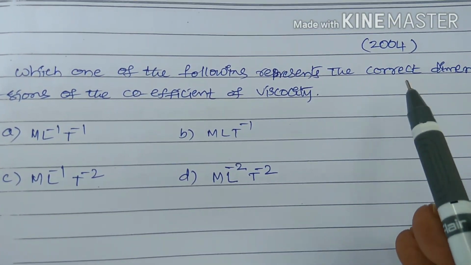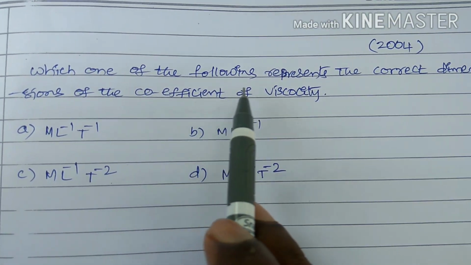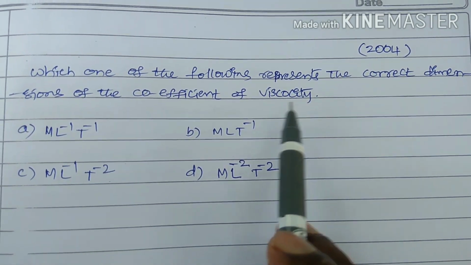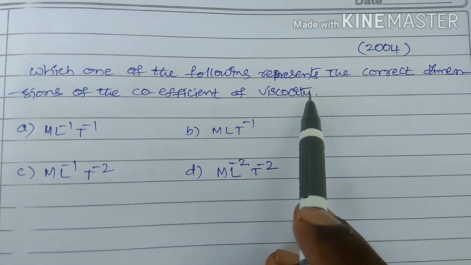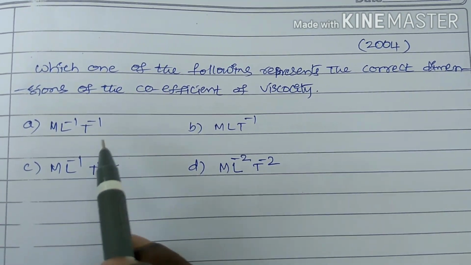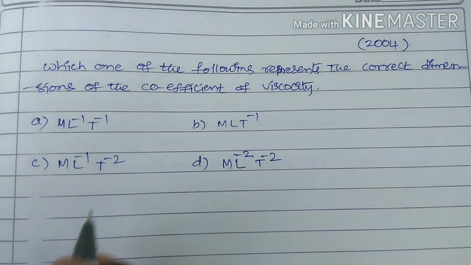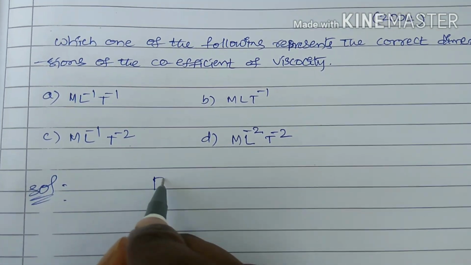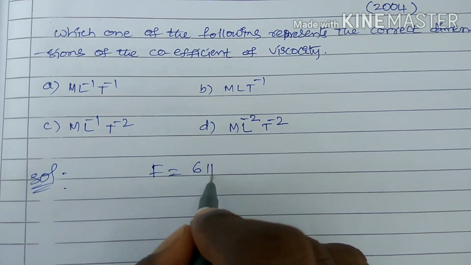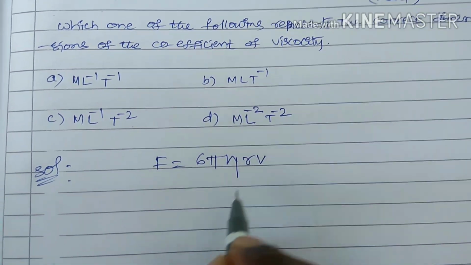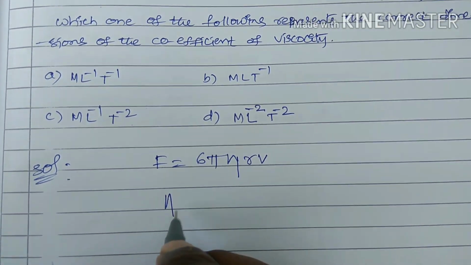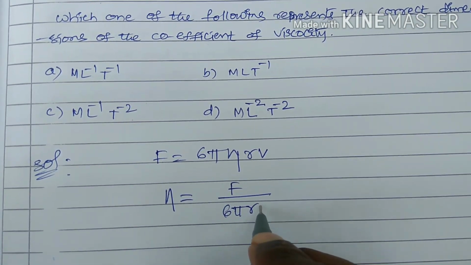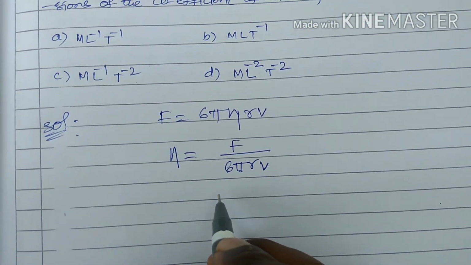Now the other question, which was asked in 2004. Which one of the following represents the correct dimensions of the coefficient of viscosity? If you remember the dimension formula of the coefficient of viscosity, you can answer correctly with accuracy. Let us solve it. From Stokes' formula, we can write F is equal to 6 pi eta r v, so eta, the coefficient of viscosity, is F by 6 pi r v. Pi is a constant, 22 by 7.